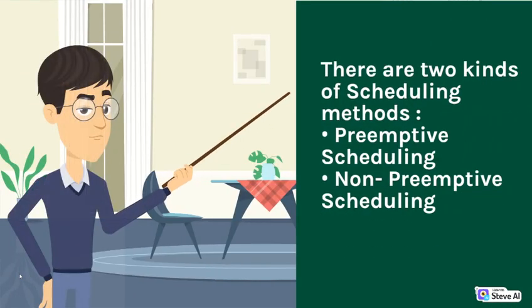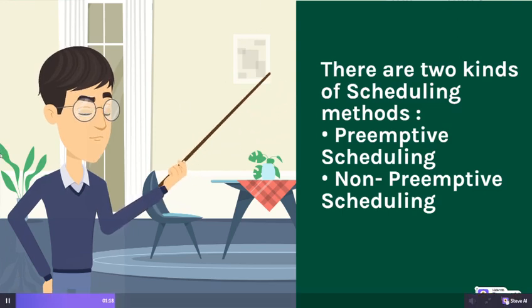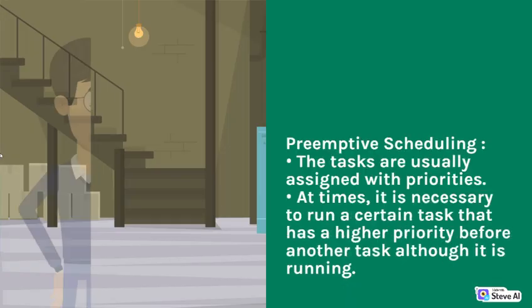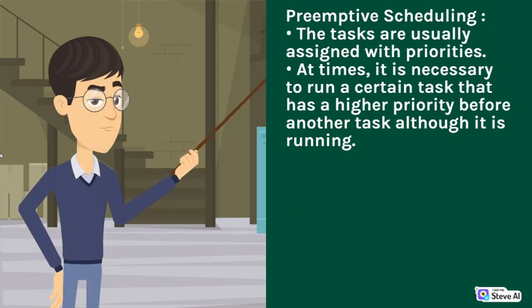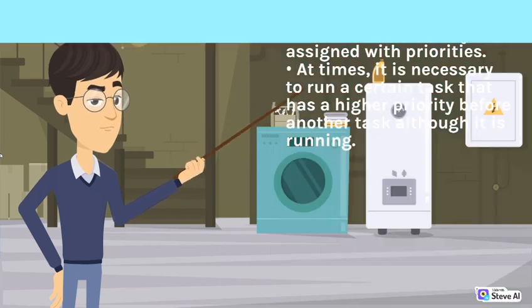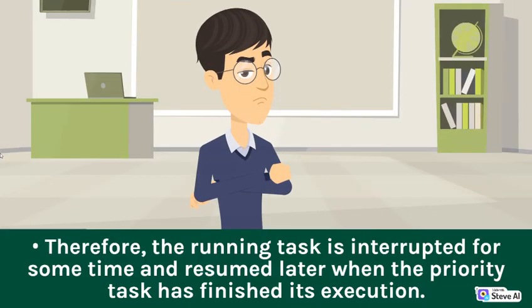There are two kinds of scheduling methods: preemptive scheduling and non-preemptive scheduling. Preemptive scheduling. The tasks are usually assigned with priorities. At times, it is necessary to run a certain task that has a higher priority before another task although it is running. Therefore, the running task is interrupted for some time and resumed later when the priority task has finished its execution.